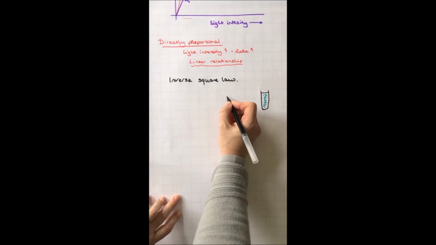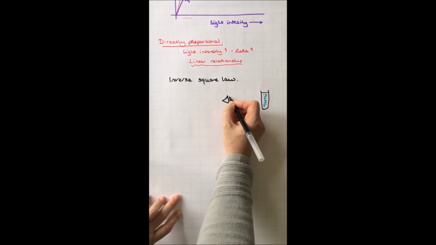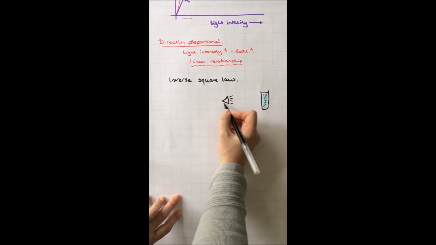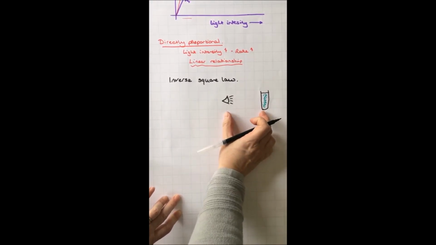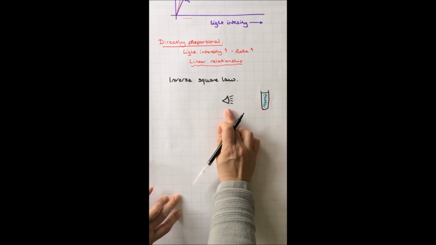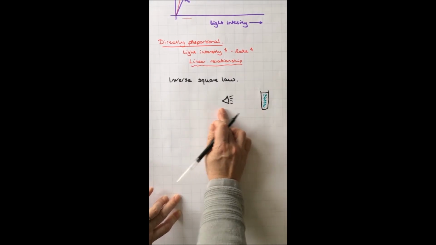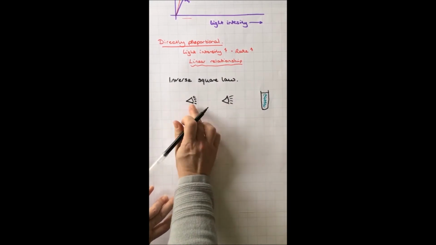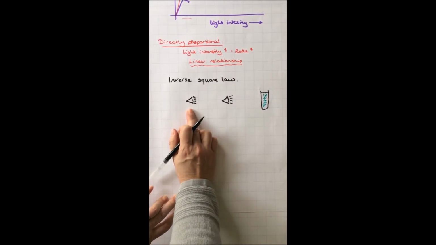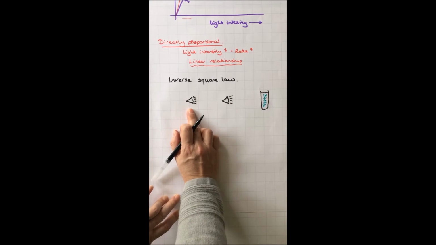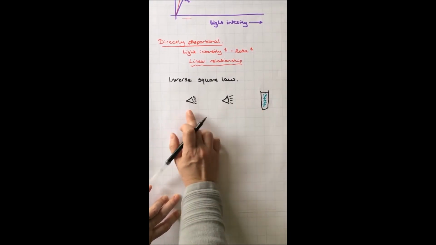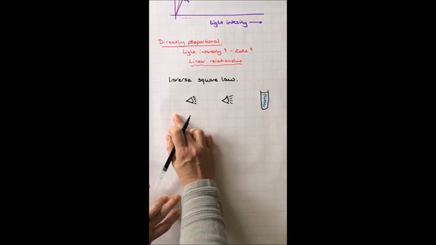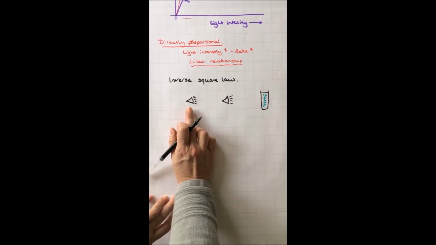If I had a light here shining onto my pondweed, I could measure my rate of photosynthesis with this level of light intensity. I could move my lamp further away, and then of course it would be darker, so I would have a different rate of photosynthesis, and my light intensity now is lower, because it's further away, so it's a little bit darker.